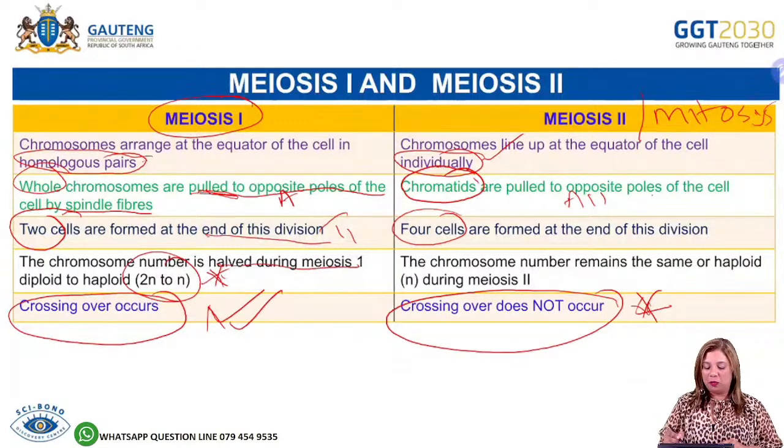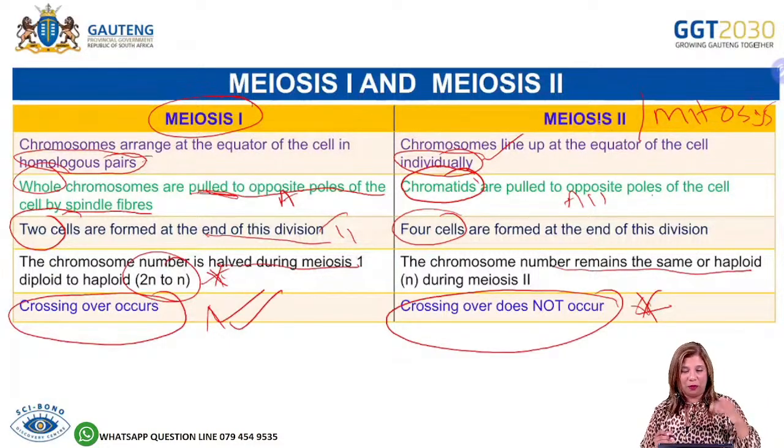Now, meiosis 2, the chromosome number remains the same. Wasn't this the case in mitosis as well? So meiosis 2 and mitosis is very, very similar. Okay? So this is now how you would compare. You would name all the phases, go through all of the phases, compare. Okay? A comparison question. So you'll get marks for this.